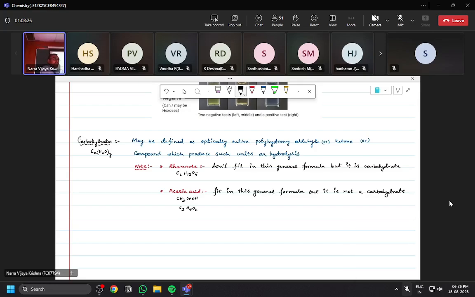We can define them as compounds possessing many OH groups along with an aldehyde or ketone group, or which may produce such units on hydrolysis. We can call them carbohydrates. Is it clear?